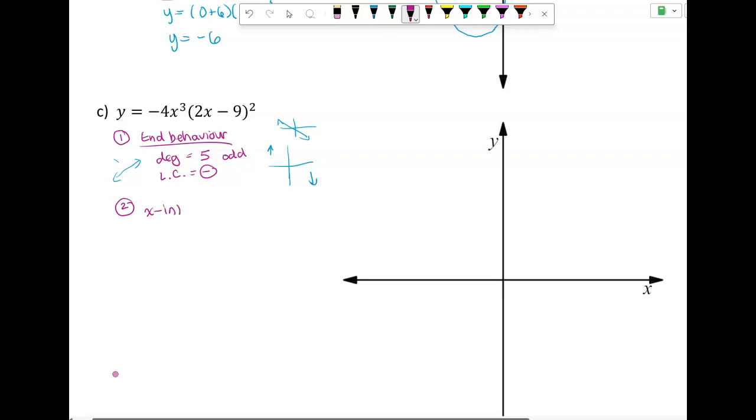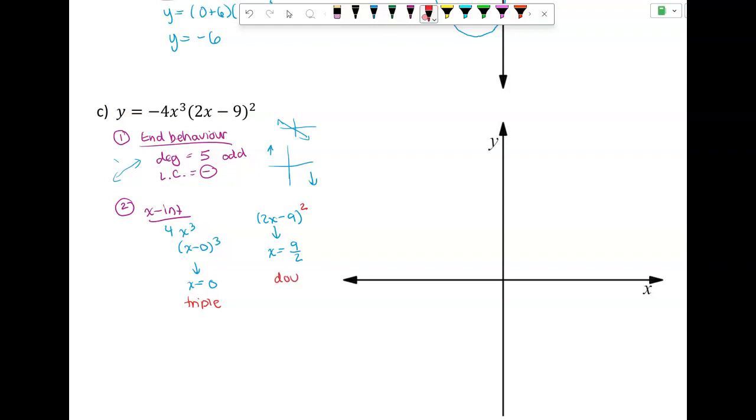We've got the x-intercepts. So then if you look at your factors, we've got 4, and this x to the 3 is really like an x minus 0 to the exponent 3. So that would mean that there's an x equals 0 3 times. So therefore, this is a triple 0. And then the other one is 2x minus 9. And that would therefore mean there's an x-intercept at 9 over 2. And then the exponent was 2. So therefore, this is a double 0.